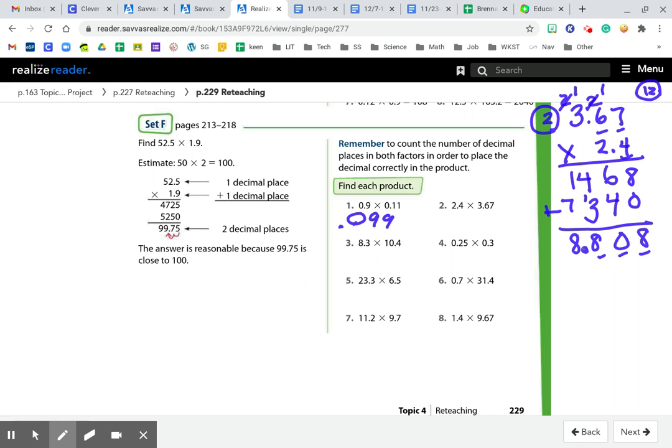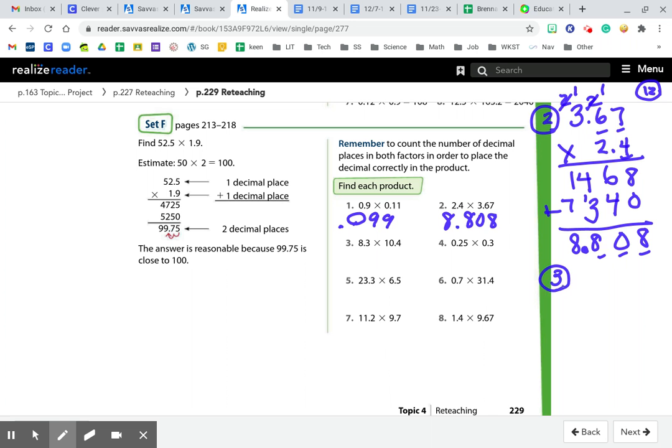What am I on here? Yes, I'm on F. Okay, here it is, 8.808. Yep, that's good. 8.808. All right, number 3.